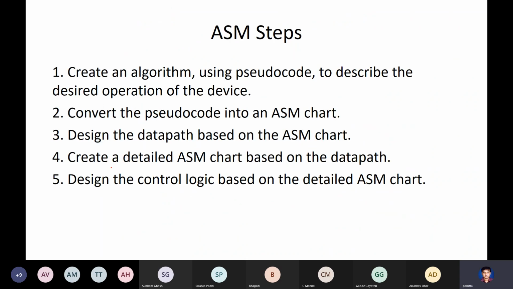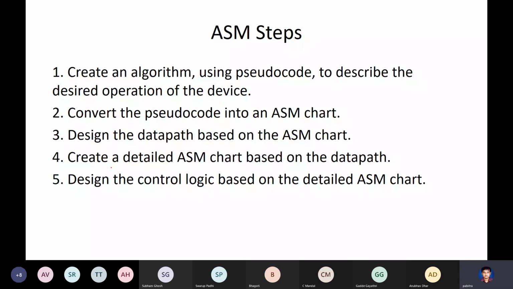Okay, so here is the summary. So these are the steps. When you have to implement a digital system, you first write down an algorithm, a pseudocode, to describe the desired operation of the device. So say maybe you want a traffic light controller, or maybe an elevator controller or a vending machine controller. You write down the algorithm as a pseudocode. Then convert the pseudocode to an ASM chart. It's very easy. It's already in the form of a pseudocode, so you can easily convert it to a flowchart.